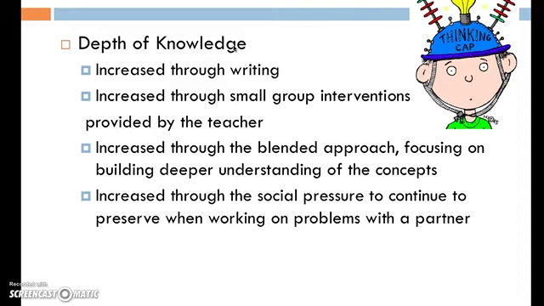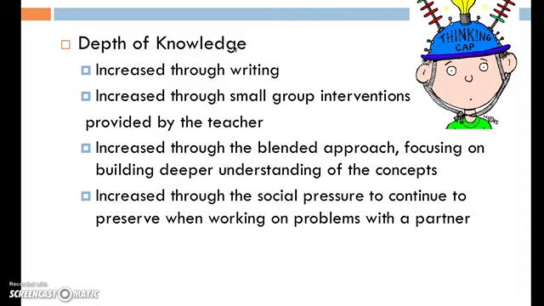It's also increased through a blended approach, focusing on deeper understanding of the concepts. So this approach is different in that many traditional curriculums have a spiraled aspect to them, and they touch on subjects and then they come back to them throughout the year multiple times, whereas this particular approach is really focusing on depth of knowledge versus the breadth of knowledge.